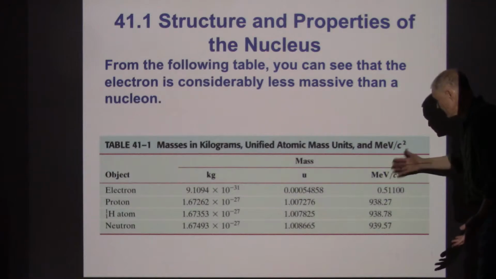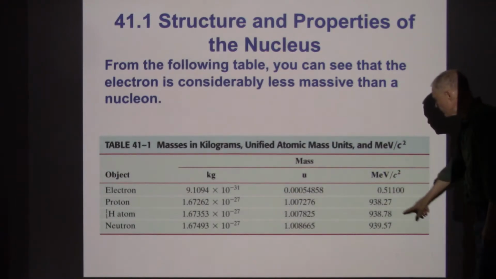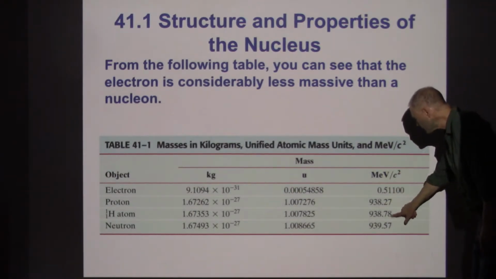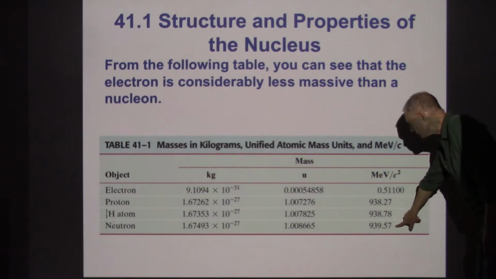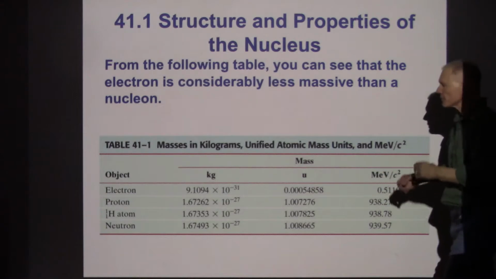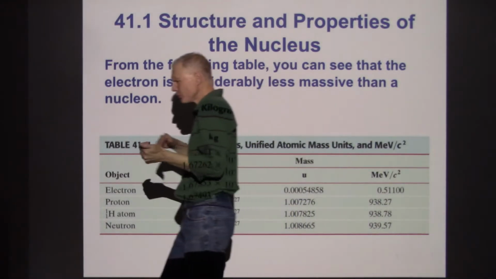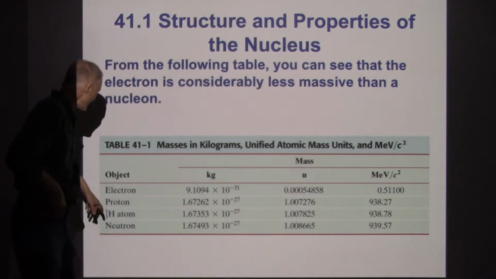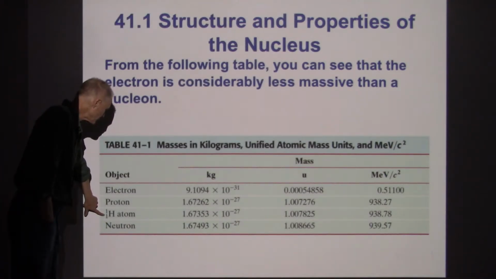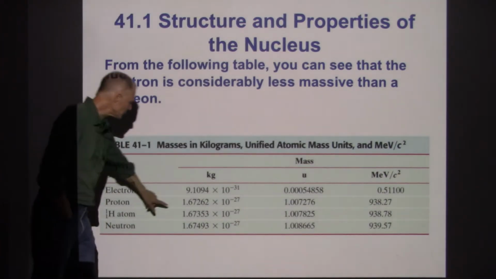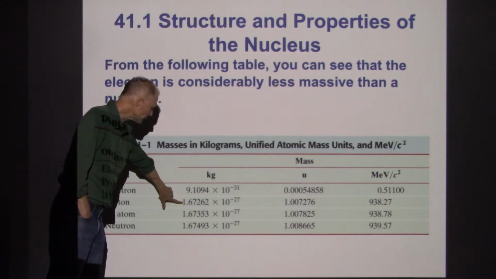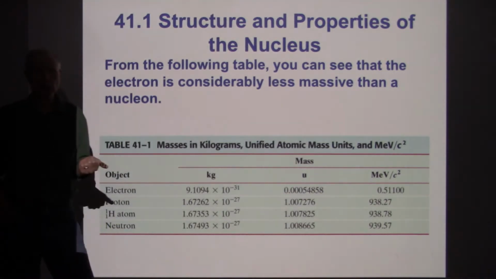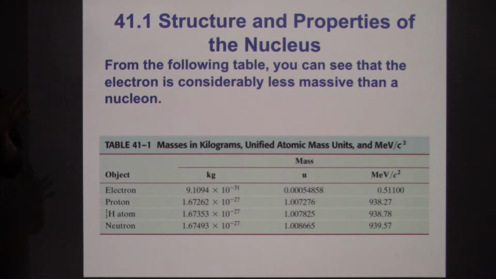511,000 eV, 0.511 MeV. This is the energy equivalent of the mass of a proton, the mass of a neutron. Now, what they added to the table, which maybe is useful, maybe a little confusing, is they've included the hydrogen atom. Now, the hydrogen atom is a proton with an electron attached. And then there's a little bit of mass shift because of the attractive force.